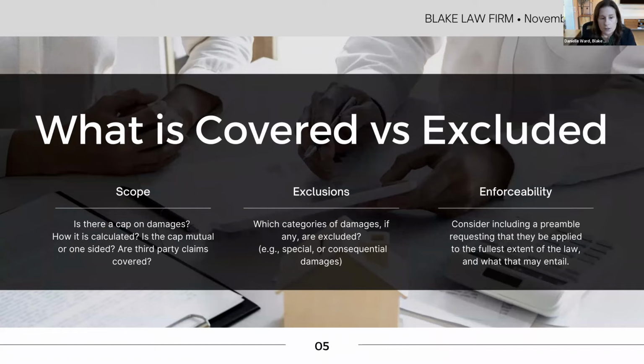Another thing to consider is including some language that would allow the provision to apply to the fullest extent permitted by law. The law continues to change through statute and case law. So what may be permissible in terms of a limitation today may be different when you try to enforce or apply the provision. So including some preamble that would save the provision may be wise.